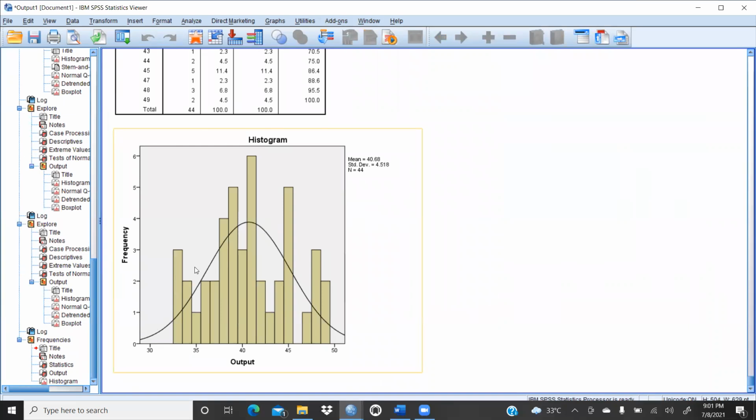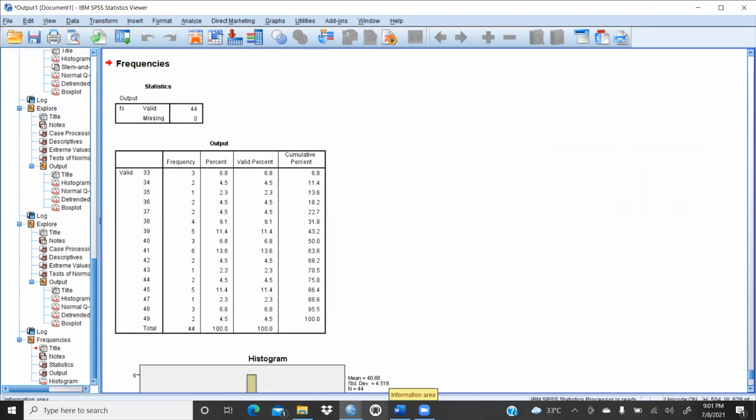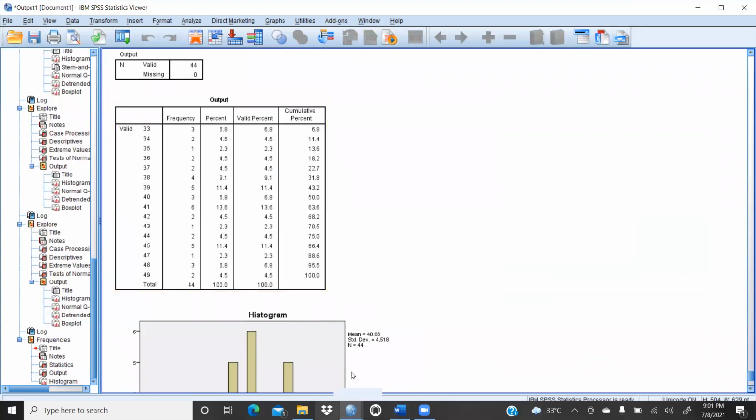So you could see here, this data is almost normally distributed. The bell-shaped curve is also here. Then we can also report this in our Word content also.